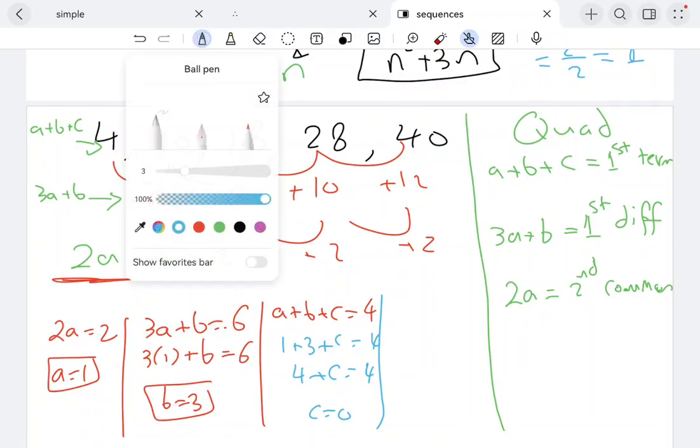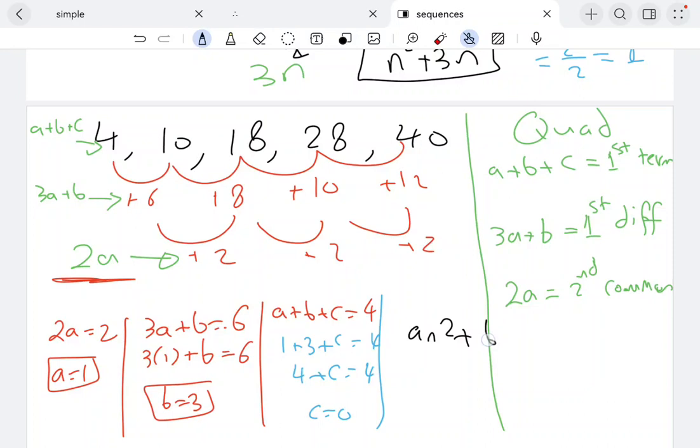So now let's go and write our sequence. Don't forget, our sequence is an squared plus bn plus c. a is 1, I can ignore it, so it's going to be n squared. b is 3, so plus 3n. c is 0, so we can ignore it. That's how we do it. Okay.